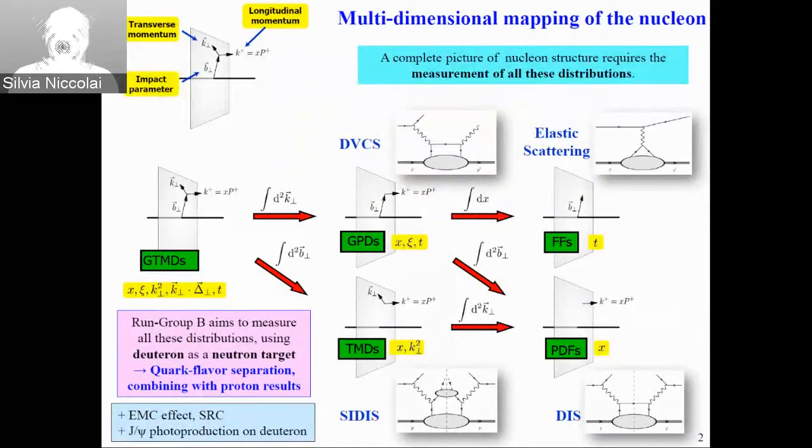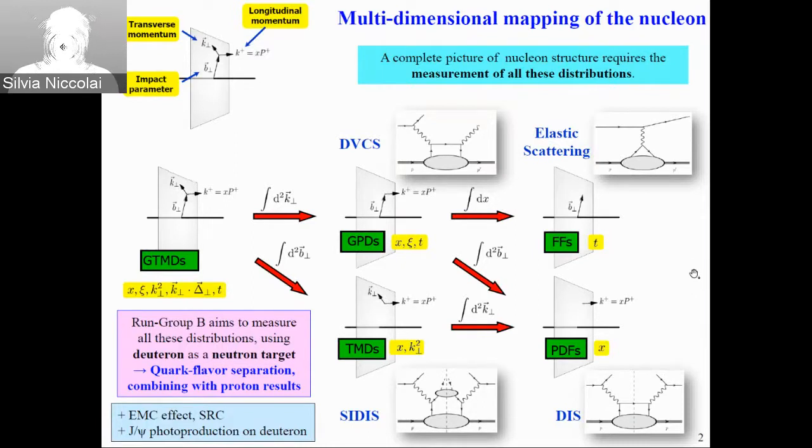So, providing a multidimensional mapping of nucleon structure is one of the core items of the program of the 12 GeV upgrade of Jefferson Lab. And we know that there are three main degrees of freedom at play in describing the partonic dynamics of the nucleon, and these are the transverse position of the parton, its transverse momentum, and the longitudinal momentum. And in order to access these degrees of freedom, there is a set of distributions that are experimentally accessible, and these are the form factors, the PDFs, the GPDs, and the TMDs.